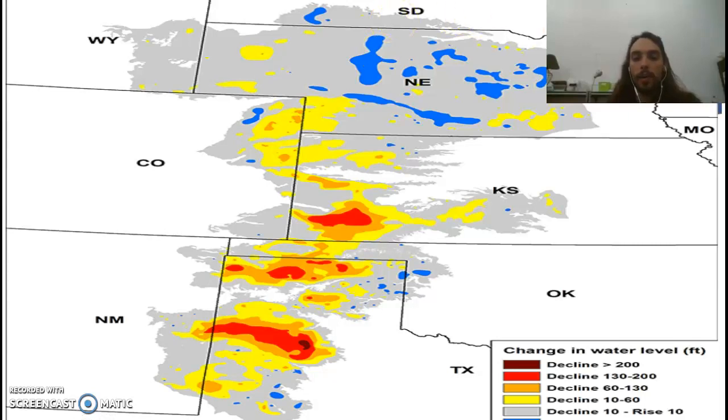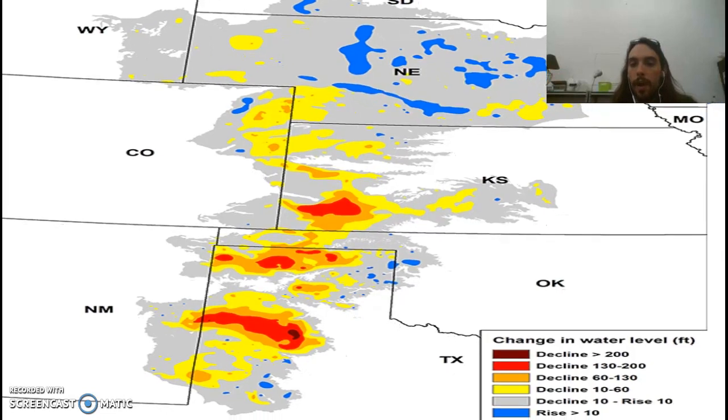Okay, right here is the Ogallala Aquifer. This is the biggest aquifer in the United States, and it supplies water to, I think, a quarter of the nation. So around 25% of the population of America is supplied by this aquifer right here. So what we see here is levels of the groundwater table and how it's moved over the years. In these areas of dark red, the water table has declined over 200 feet. That's extraordinary. That's an amazing amount of water to be able to take out of an aquifer. So right here they've taken way too much water out of there. And then 130 to 200 feet, that's still way too much.